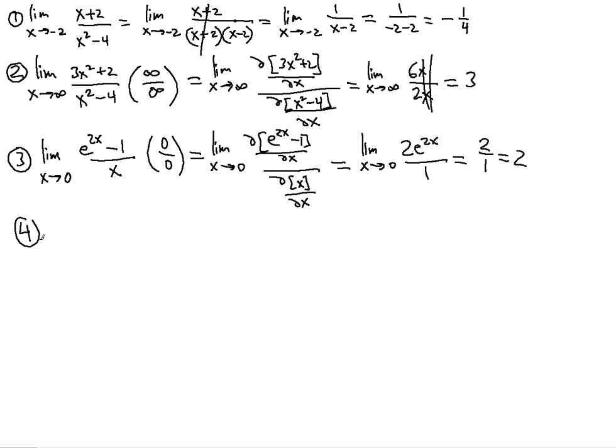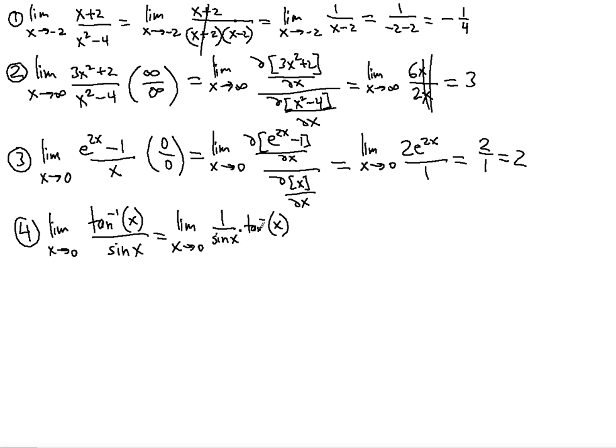Okay, the next example will be the limit as x approaches 0 of arctangent of x divided by sine of x. So notice that if you try to rewrite it as 1 over sine of x times arctangent of x, okay, so the first fraction, if you plug that in, it would give you 0 over 0, right? So arctangent of 0 is 0, sine of 0 is 0. So indeterminate form 0 over 0.